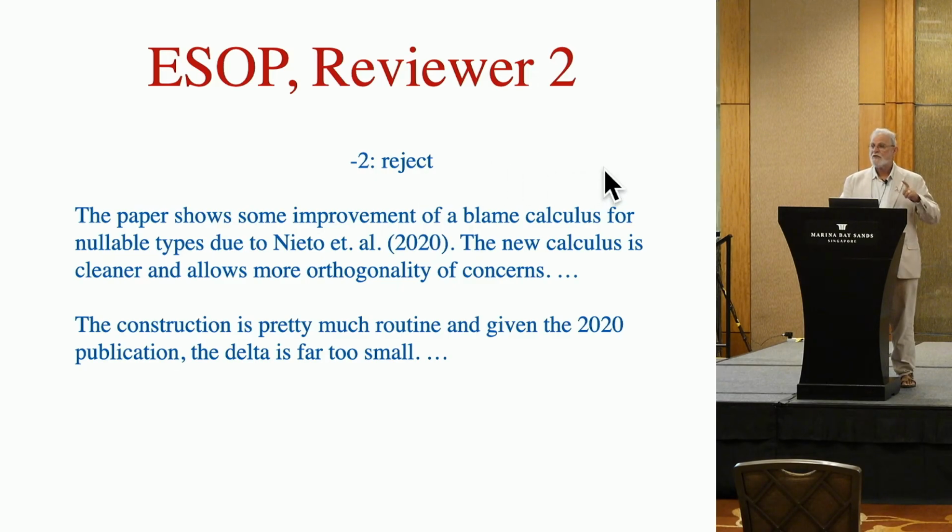Now remember what my motivation was. In ECOOP, something was published that was really complicated. And my point was we can do the same thing much more simply. So, did reviewer number 2 object to that claim? The paper shows some improvement on a prior calculus for nullable types due to Nieto. The new calculus is cleaner and allows more orthogonality of concerns. Yay! The construction is pretty much routine, and given the 2020 publication, the delta is far too small. So I completely agree. It's a tiny delta, it's completely obvious, but something more complicated is in the literature.